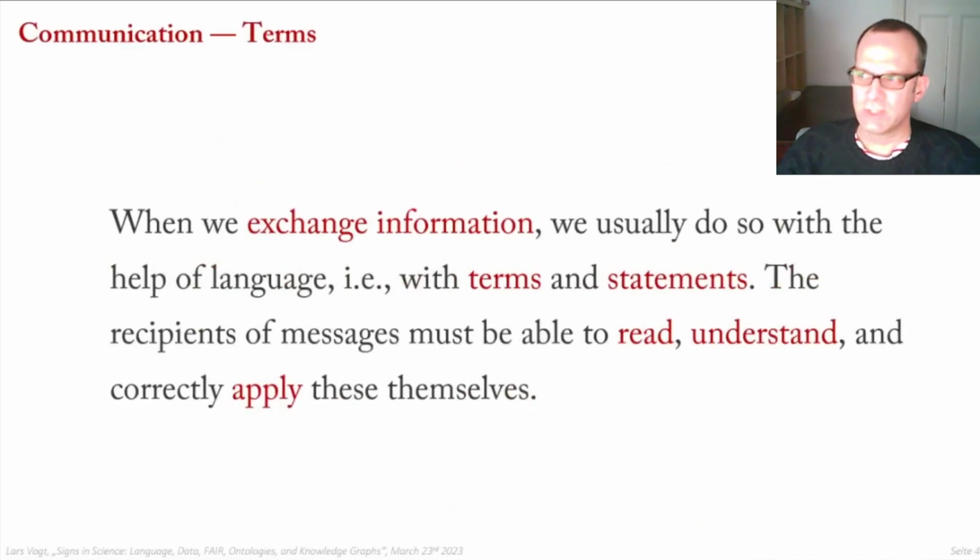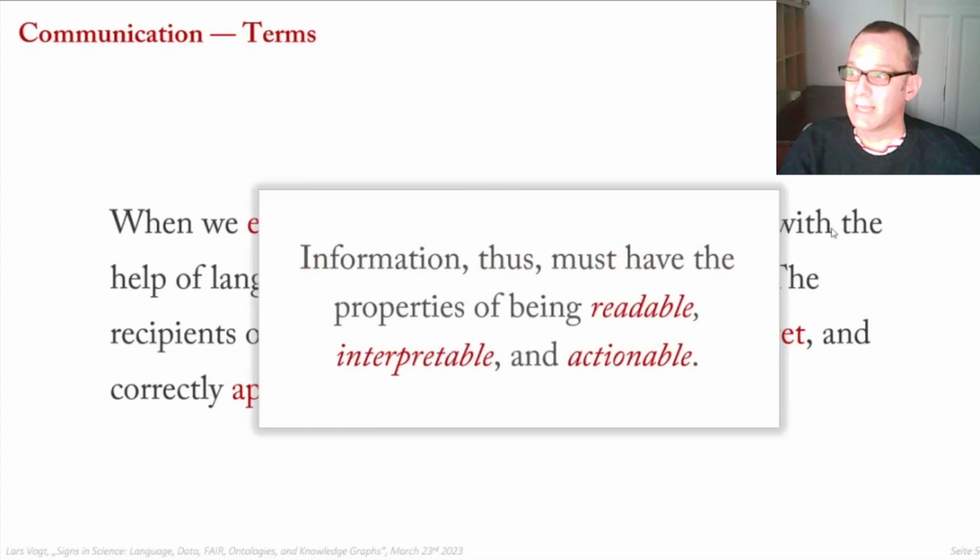So when we exchange information, we usually do that with the help of language, of course, which means terms and statements. And the recipient of a message must be able to read, understand, and correctly apply these terms and the statements. That basically requires that information must have certain properties of being readable, interpretable, and actionable. And maybe you've heard that also for machines, that data and metadata should be readable, interpretable, and machine actionable.